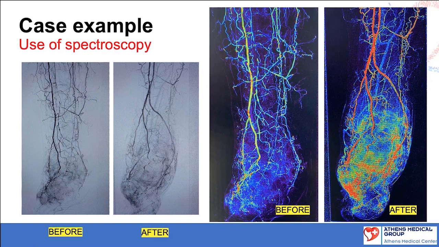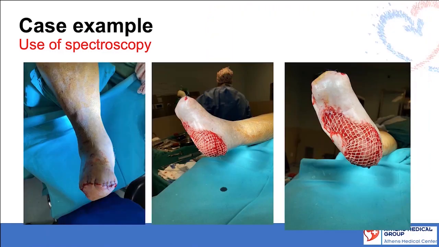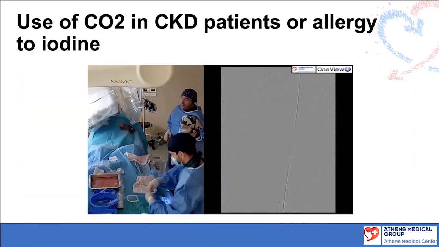You can appreciate here the difference in the colors in the spectroscopy before and after the revascularization. And this led, of course, to a very nice result. Again, skin graft at the level of the debridement and a small, minor amputation. This patient is still walking at the moment.